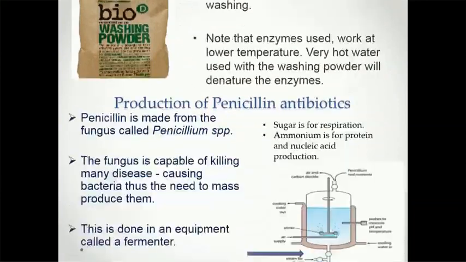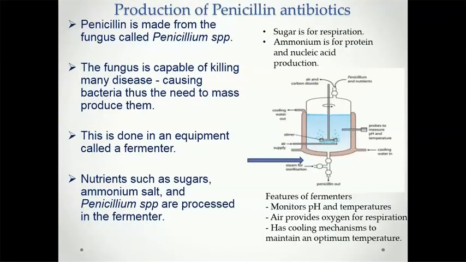So let's discuss the next one, production of penicillin antibiotics. Now, penicillin is an example of an antibiotic, and it is made from a fungus called Penicillium. So we have different species of Penicillium, and the fungus, which is the microorganism, is capable of killing many disease-causing bacteria. That is why they have to be produced in large quantity so that they can be used in making the different antibiotics. Now, this is done in an equipment called a fermenter.